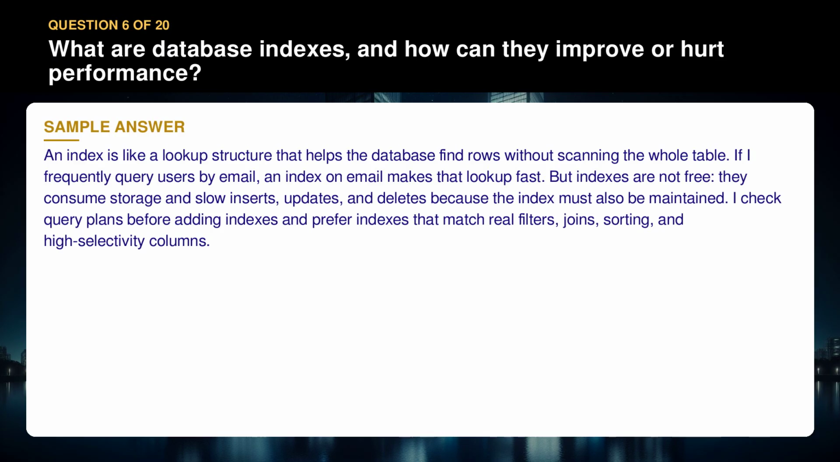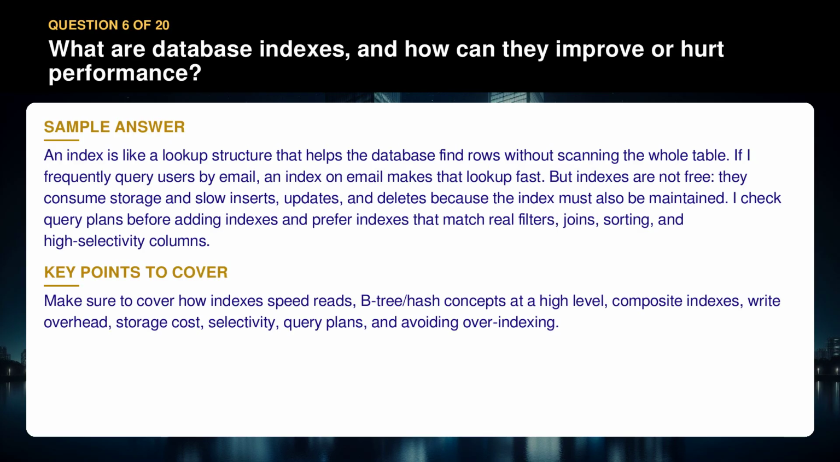I check query plans before adding indexes, and prefer indexes that match real filters, joins, sorting, and high-selectivity columns. Make sure to cover how indexes speed reads, B-tree and hash concepts at a high level, composite indexes, write overhead, storage cost, selectivity, query plans, and avoiding over-indexing.